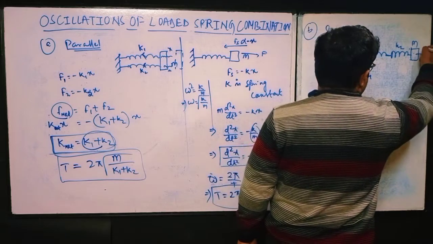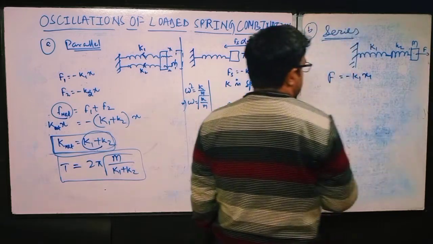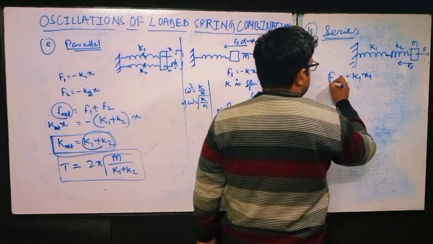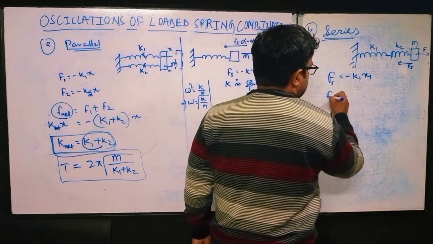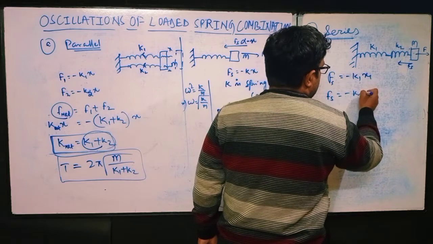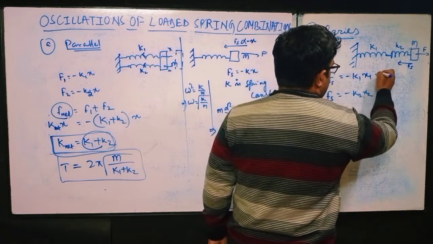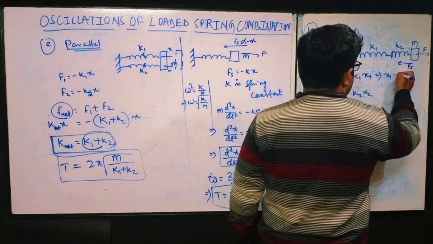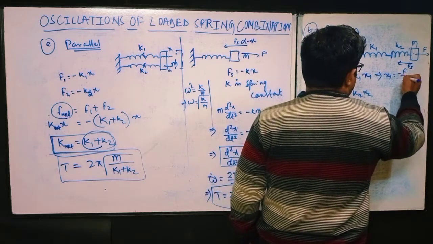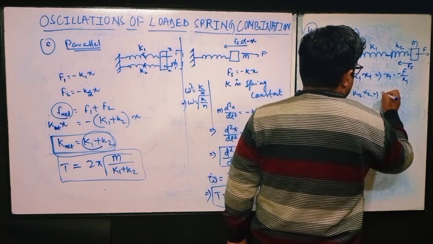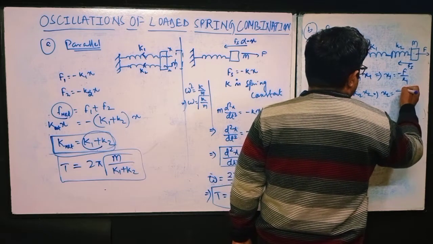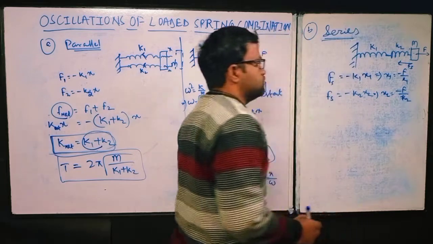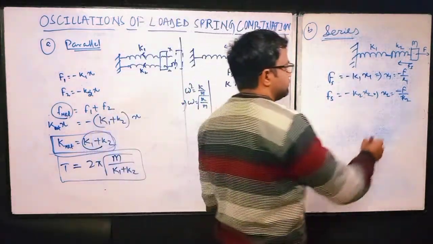I am applying force F to the right side. There is a restoring force Fs, let's say. So the same Fs will also equal minus K2 x2. So from here you can write x1 equal to minus F by K1 and x2 is equal to minus F by K2. Fine.